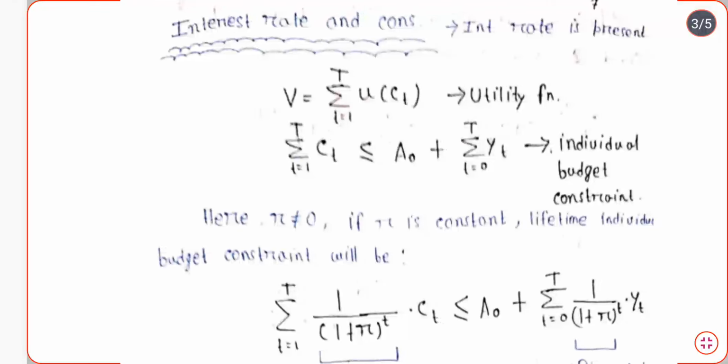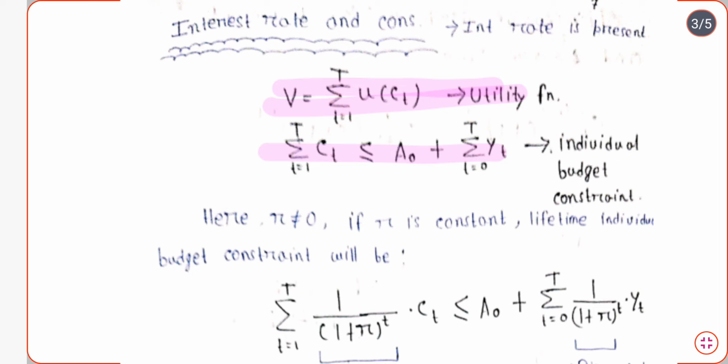Now we will consider the interest rate and consumption. In the previous mathematical derivation, we considered that there was no interest rate on consumption. So here we are going to assume that an interest rate is present. Now what will happen if the interest rate is present? Our utility function is as it was in the earlier segment, and this is our individual budget constraint. It is also the same. There is no difference in the budget constraint or the utility function.